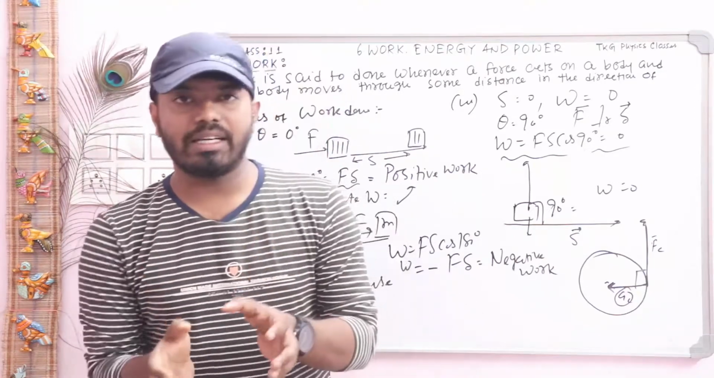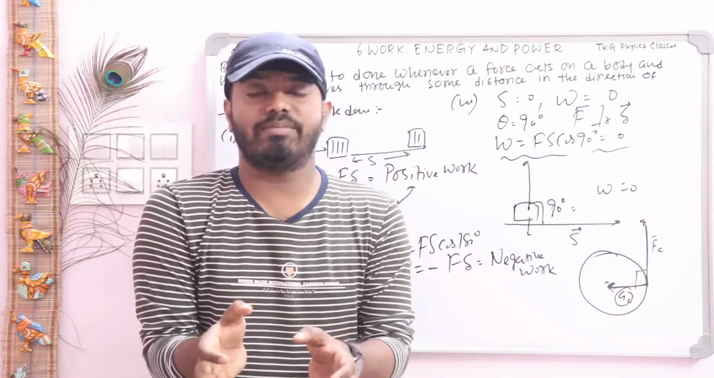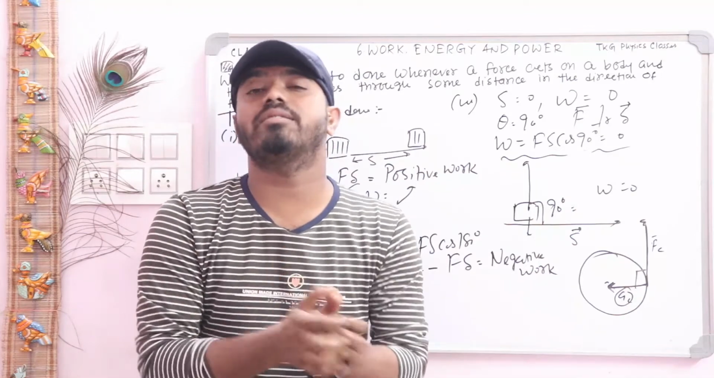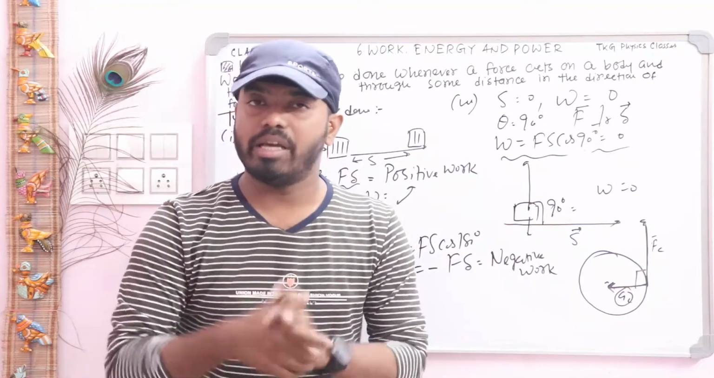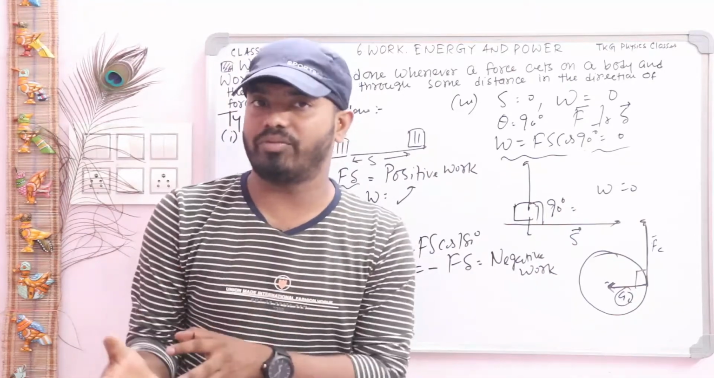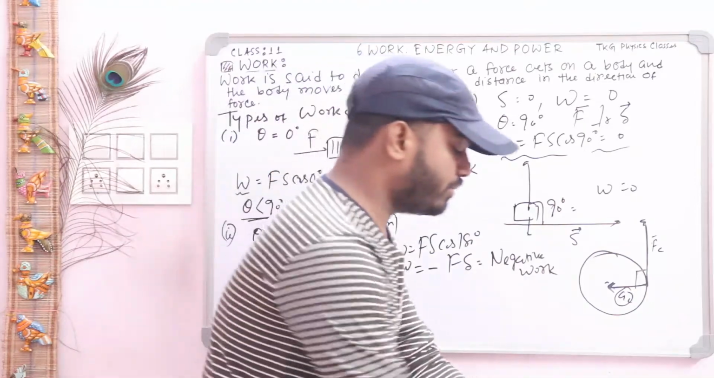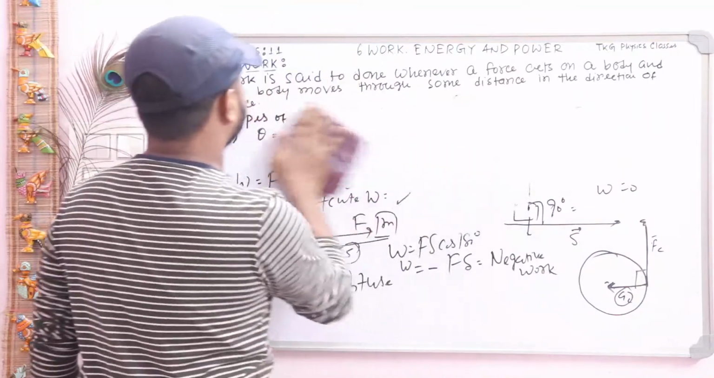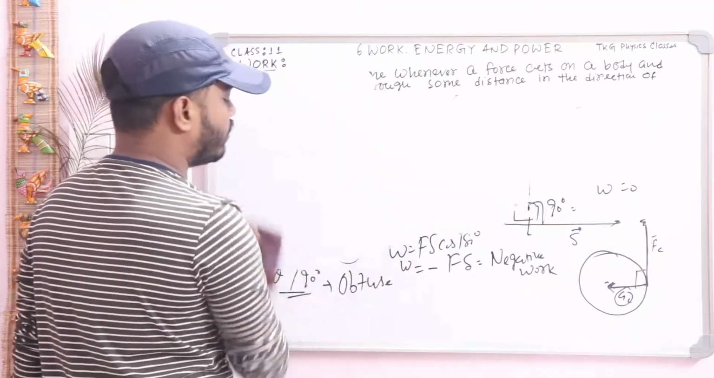Okay, now another case. You know force and displacement are vector quantities, so you have to define work done in terms of rectangular components. You have to define work done in vector form. Okay, write it. Now the next part is work done in vector form, that is, work done in rectangular components.